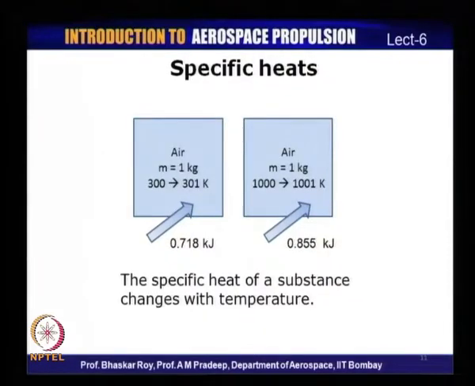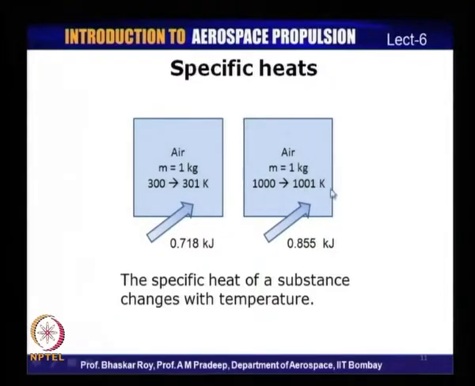Now, the other point I was mentioning was that specific heat of a substance will change with temperature. To illustrate this, let us look at another example. Let us consider air which is enclosed in a closed volume, which has a mass of 1 kg. Let us say we have to raise the temperature of air from 300 Kelvin to 301 Kelvin. So, for this process, we would probably require an energy of about 0.718 kilojoules.